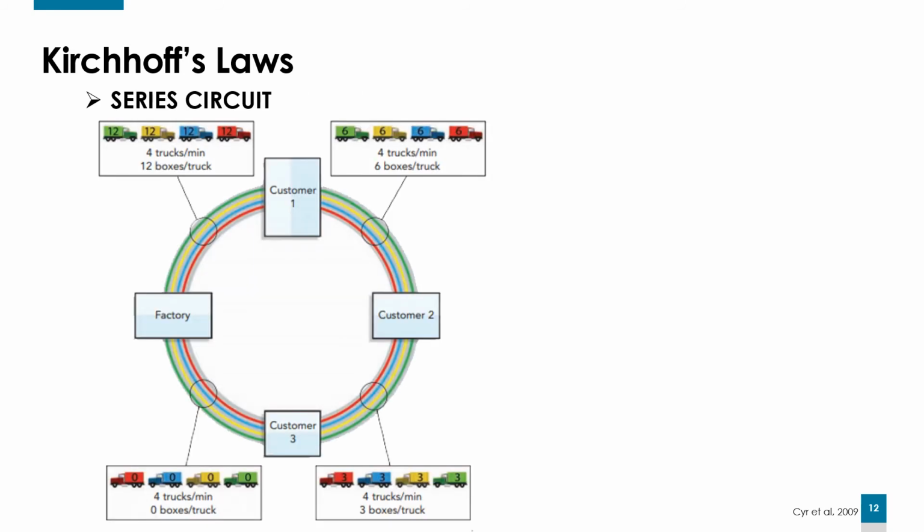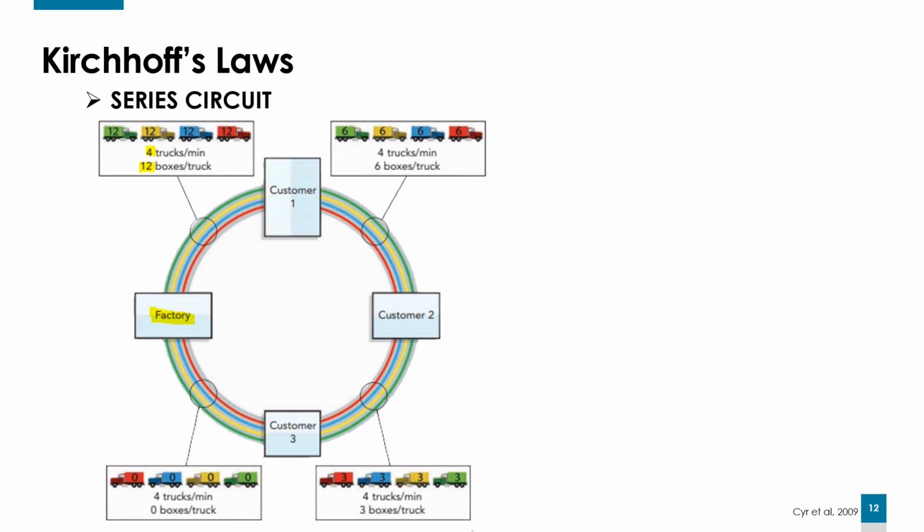This is an example of a series circuit. What's happening here? Here's the factory. I have 4 trucks, the green, the yellow, the blue, and the red, okay? In this path, I have 4 trucks per minute. This is the current. And each truck is carrying 12 boxes. That is the capacity of each truck.